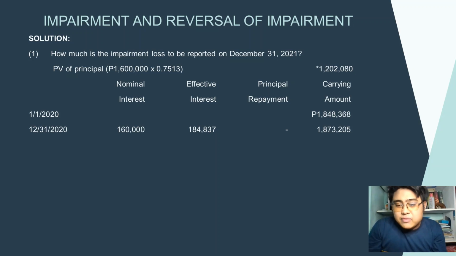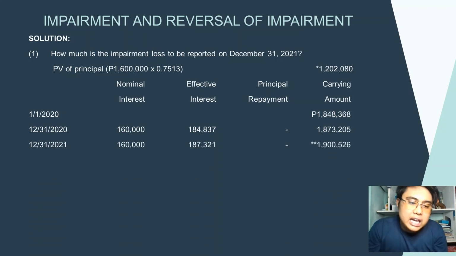Take note, ang face value is 2 million. Anong initial measurement ng investment? 1,848. Dahil mas mababa, anong tawag doon? That is discount. At kapag nag-amortize ka ng discount, anong effect niya? It increases the interest income as well as it increases the carrying amount of the asset. And the carrying amount of the asset would now be 1,873,205. Okay, so same procedure will apply.